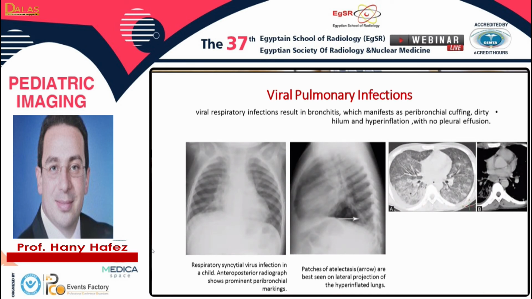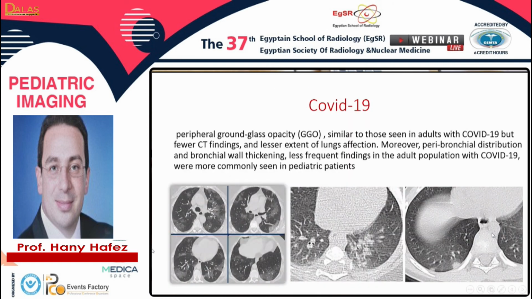Viral pulmonary infection is characterized by peribronchial patchy consolidation, and here in CT scanning, also peribronchial patchy consolidation or ground glass appearance. COVID-19 is characterized by peripheral ground glass opacity. In pediatrics, it is similar to those seen in adults, but CT findings are fewer and to a lesser extent. It is also peribronchial and associated with bronchial wall thickening with fewer strands and septal thickening.